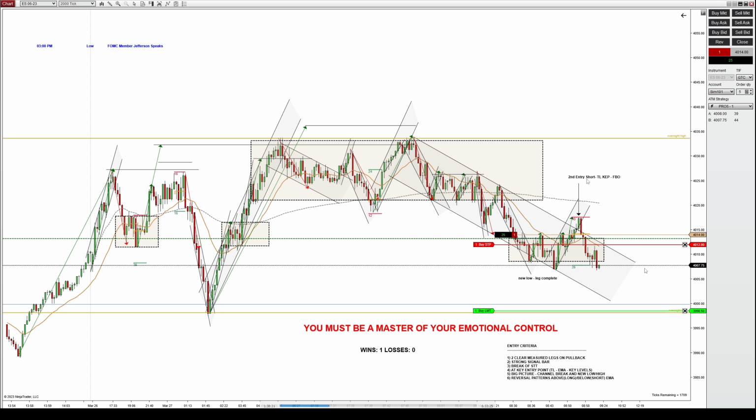So I labeled this as a second entry short. This is a trendline key entry point, and also, I forgot to mention that this is in a range, and most breakouts fail. So there were 3 reasons to take this trade. So usually when you have 3 reasons, it's a very high probability setup.